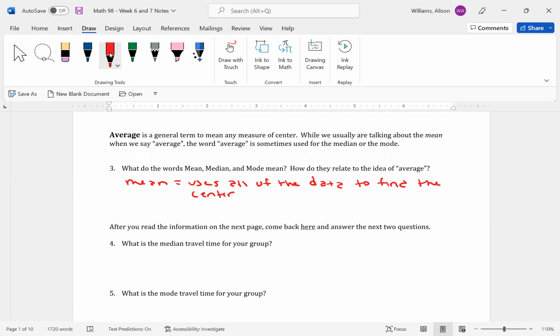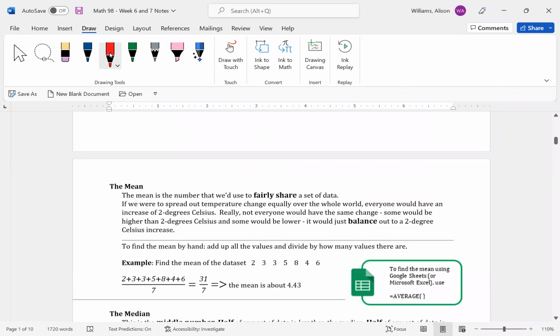Okay. Median literally means the middle piece of data. But in order to find the middle data, you have to put the data in order. All right. And then mode is the one that occurs more than once. Occurs most often. So they actually give us formal definitions for all 3 of these on the next page. So here, let's scroll down and look at them.